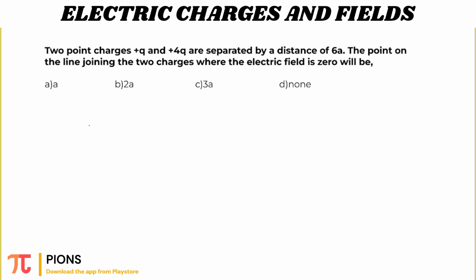So the question over here says two point charges, plus Q and 4Q, are separated by a distance of 6A. So let me just draw this. Let's say this is our Q and this is our 4Q, and both are separated by a distance of 6A. So let me draw here 6A.